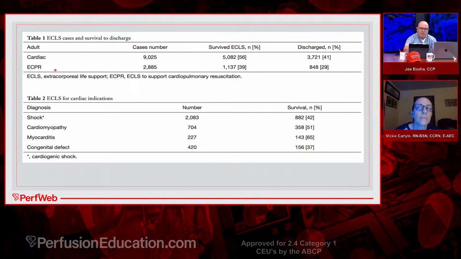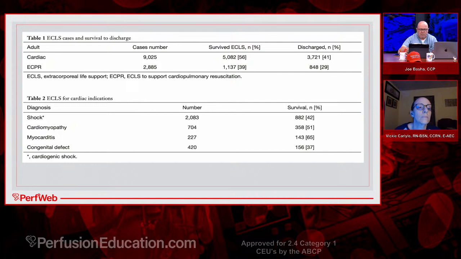If it was ECPR, on the other hand, so you're putting people on ECMO in the emergency room, in the grocery store, whatever the case may be, while you're actually performing CPR on them, they looked at 2,885. 39% survived the ECPR event. 29% were discharged to either home, I guess, or perhaps long-term care or LTAC, long-term acute care. I don't have an answer to that, but given the intensity of ECPR and how dramatic that really is, 29% is pretty doggone good. Because you think about it, you're doing CPR in the field. If you don't convert and have ROSC, your survival in that case is extremely low, probably zero.